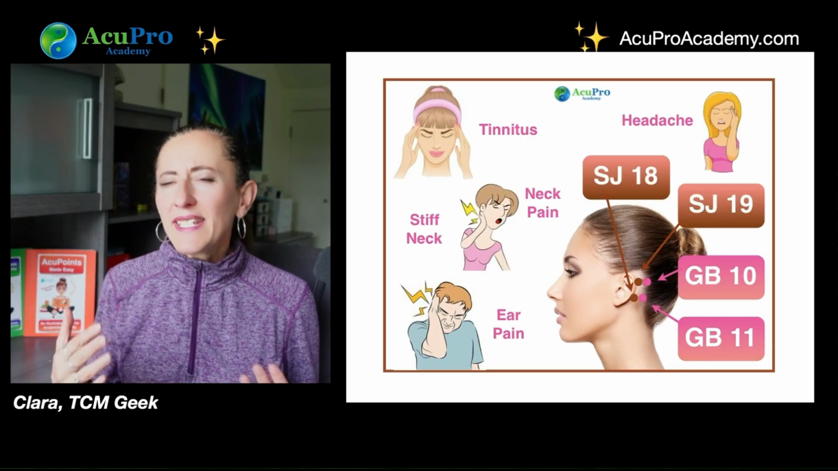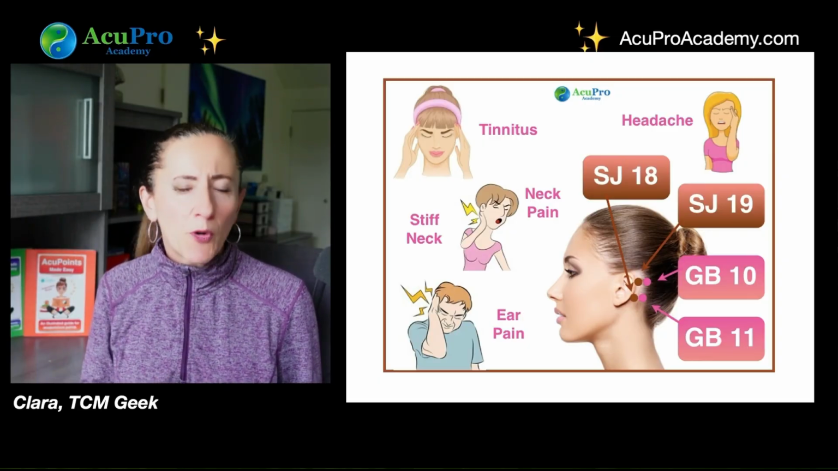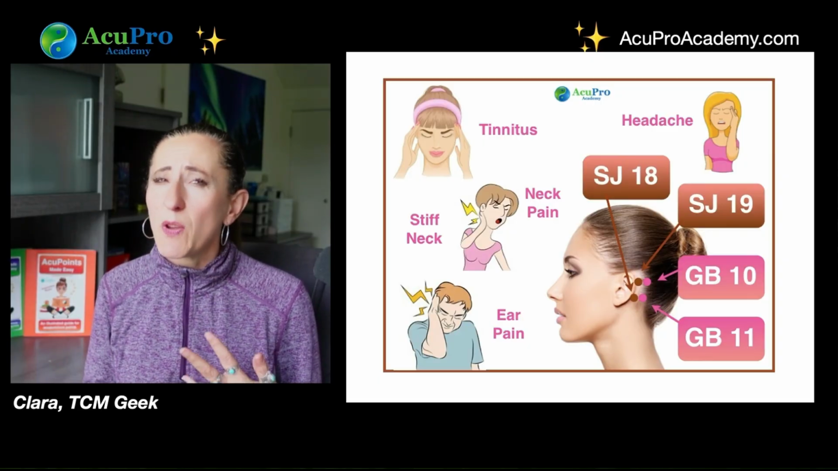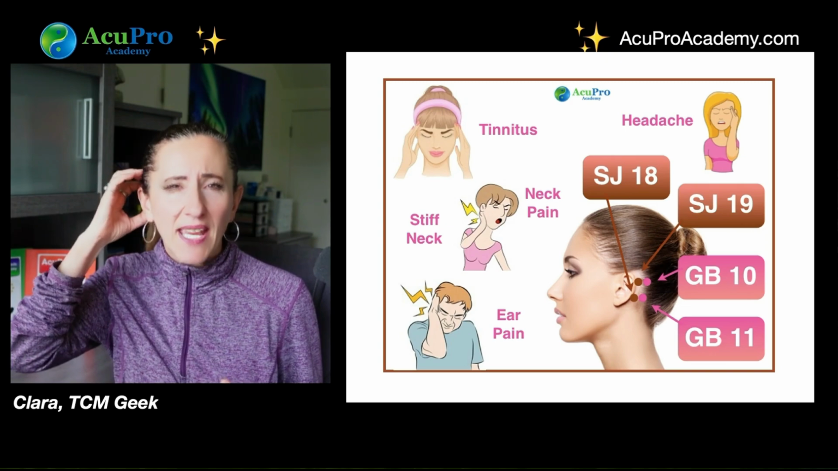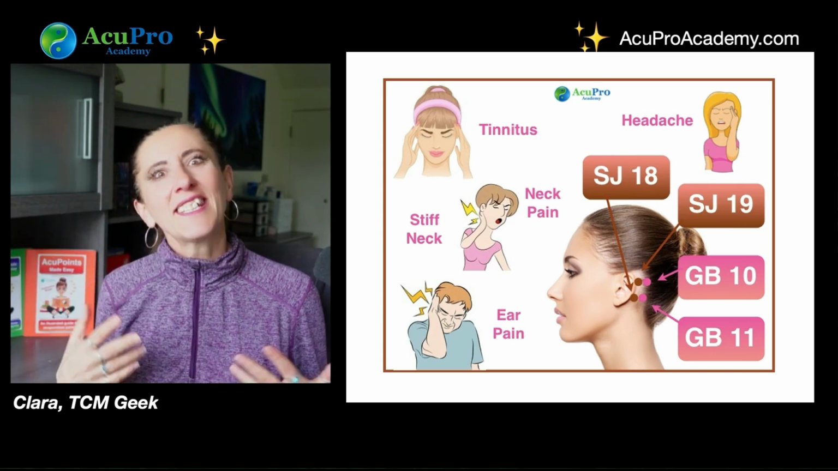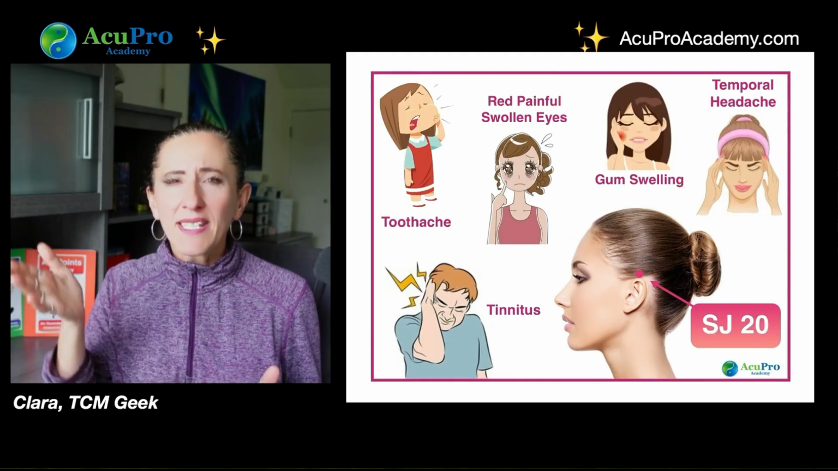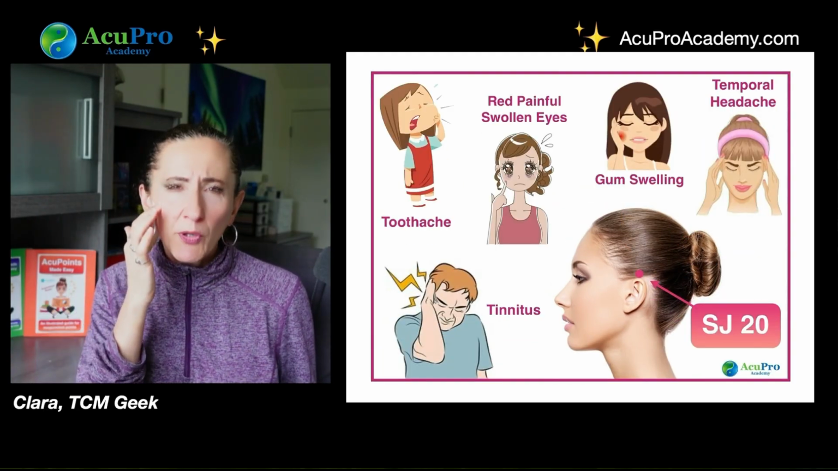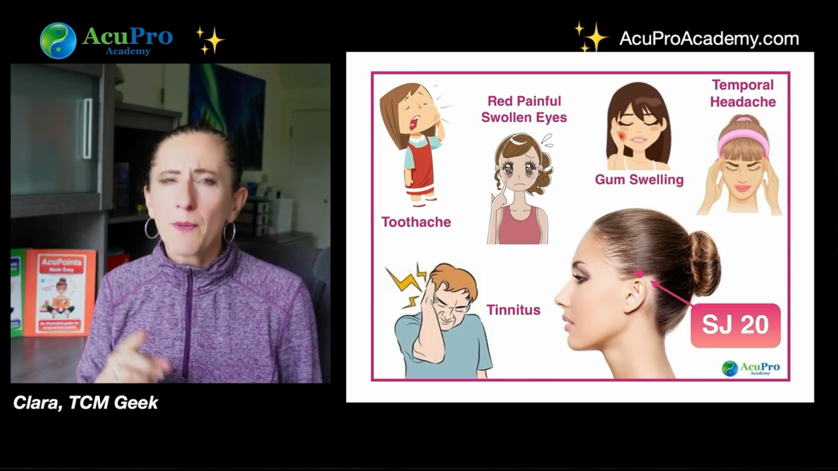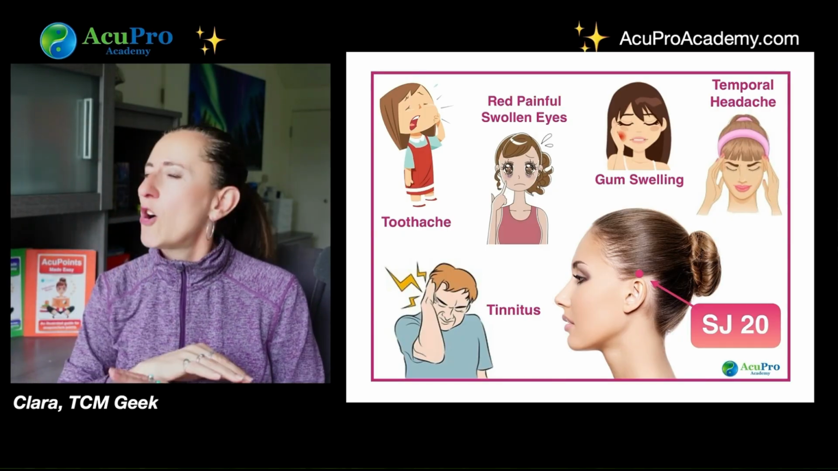San Jiao 18 and 19, because they're all around the ear, again, tinnitus, temporal headaches, specifically, it's going to be really useful for that if the pain is on the side of the head, combined with gallbladder points specifically. And it can be used for stiff neck and tinnitus. Same thing for San Jiao 20. This time the toothache is more for the upper jaw, but the tinnitus is the same, and the neck pain and the side temporal headache, all the same.